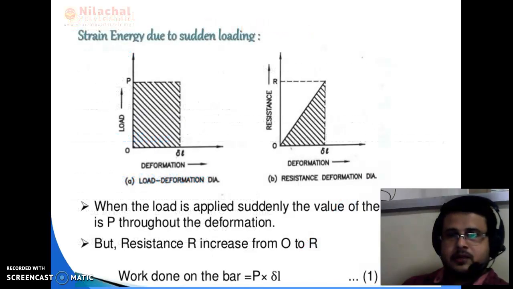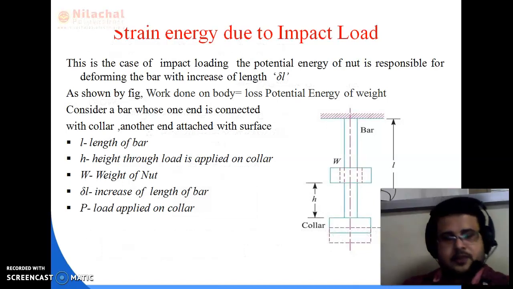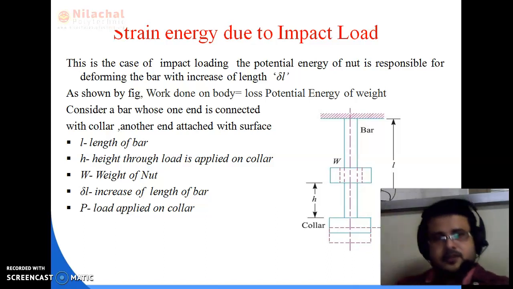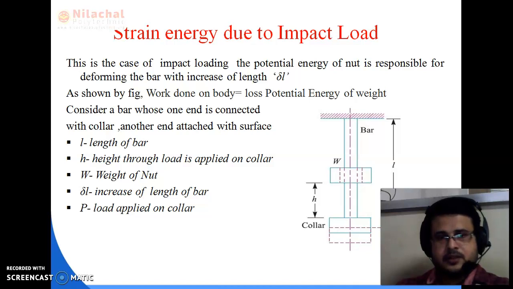Next, we have to calculate the strain energy in case of impact load and the stress produced in the body due to impact load. As you know, energy is stored inside the body due to the work done by the load upon the bar. In case of impact loading, the potential energy of the weight of the knot falls upon the bar where the collar is attached. Due to the weight of the knot, it acts upon the collar. A deformation of the bar takes place, and that is known as the work done by the body.